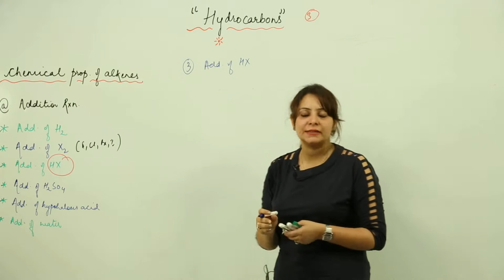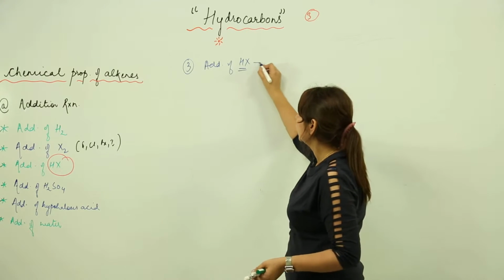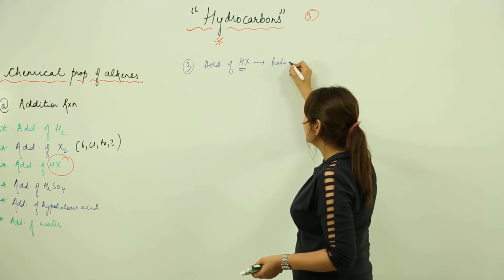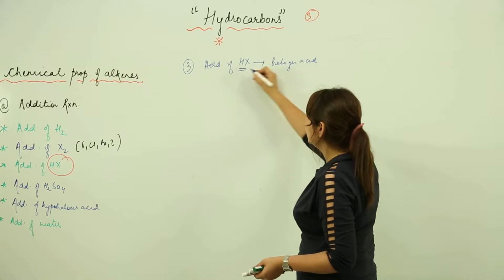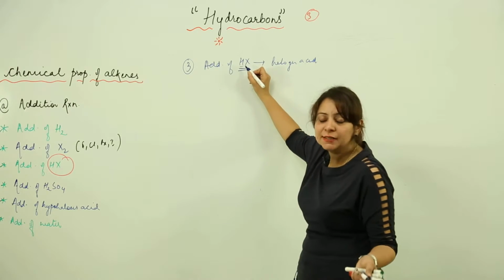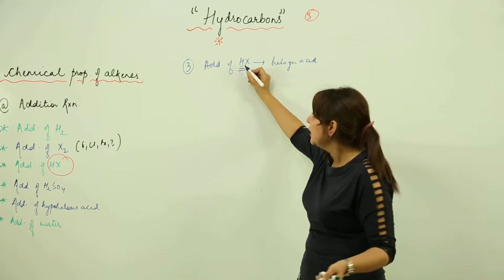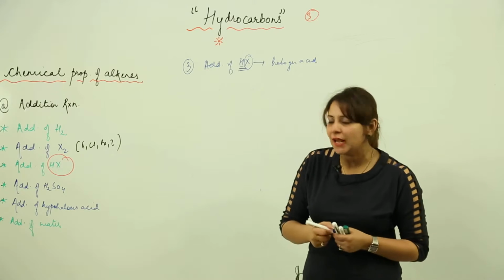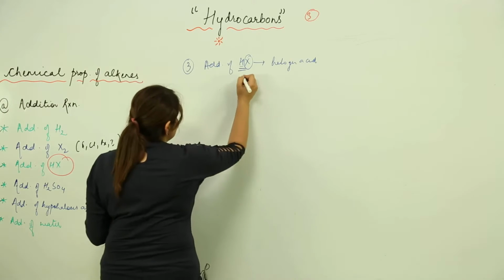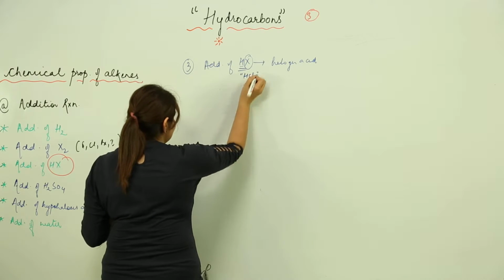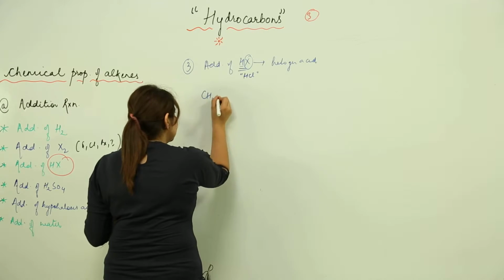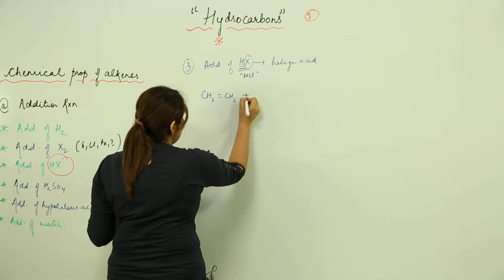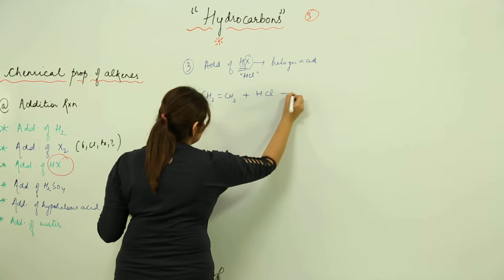What is HX? HX is a halogen acid. This is an acid, obviously, as any substance which possesses H is an acid, and X refers to fluorine, chlorine, bromine, iodine, that means it is a halogen acid. So let's take an example, HX as HCl. So this is my ethene, and I am going to add HCl to it.